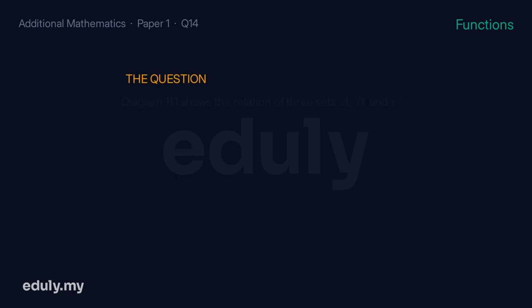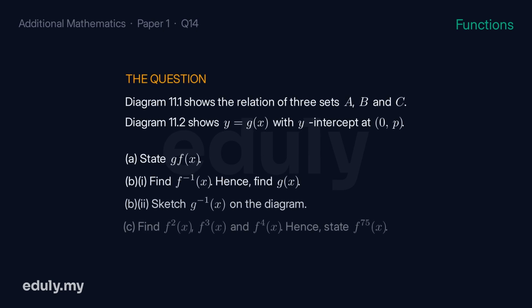Let's read the question. Diagram 11 links 3 sets with arrows, one for the function f and one for the composite gf. We're also given part of the graph of g, and we work through 4 short tasks.